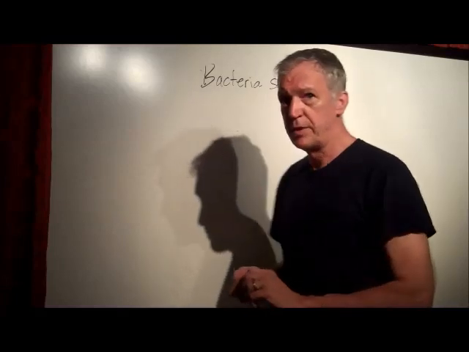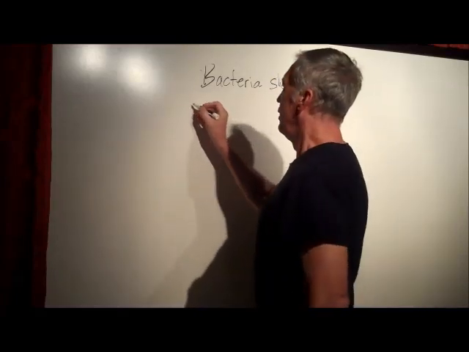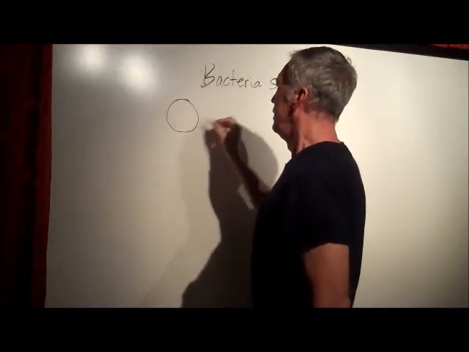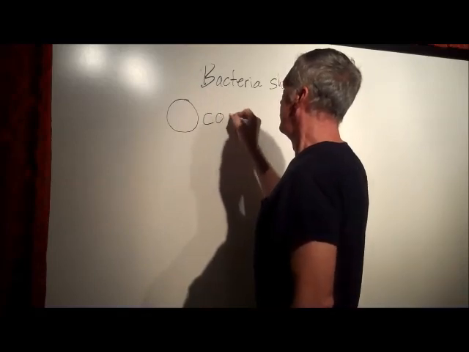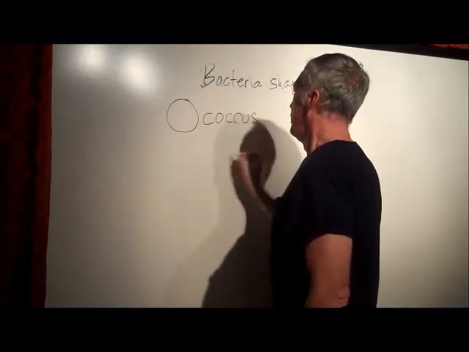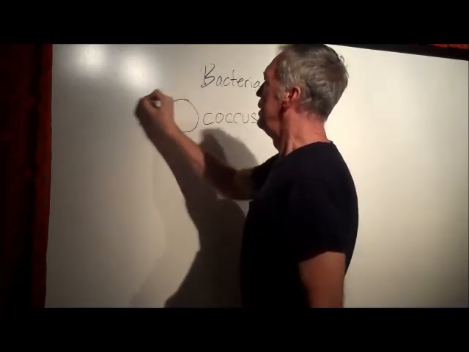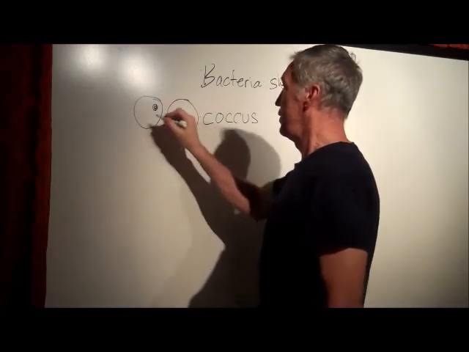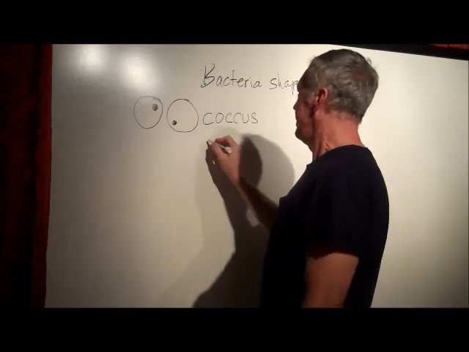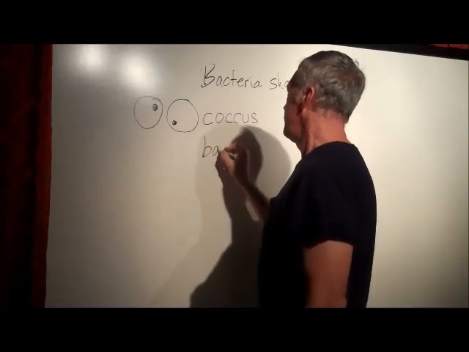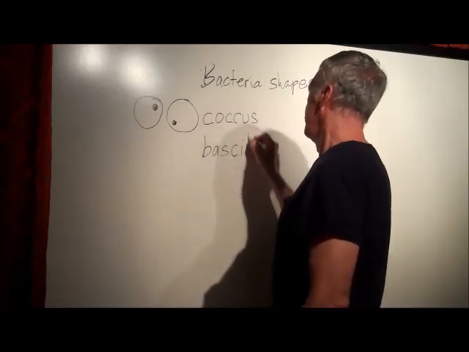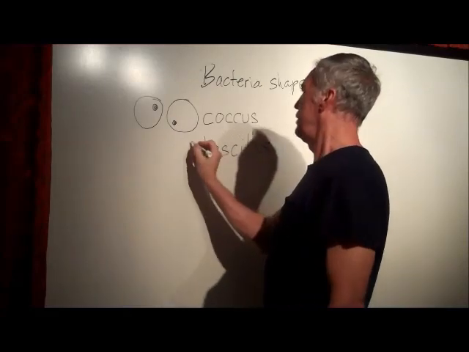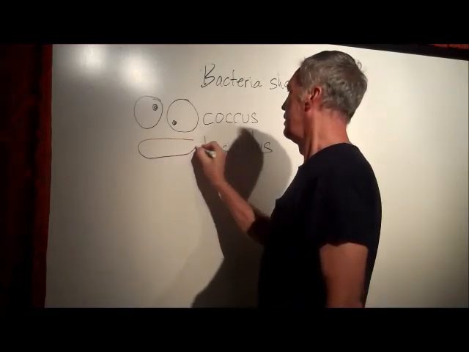Now, if you can see, this is what we're looking at. A round shape here is called a coccus. Or if you've got two of them, they're called cocci, and you can remember that by thinking of these as being cocci. Here, if you have a long pill shape, it's bacillus, and it'll look like this.